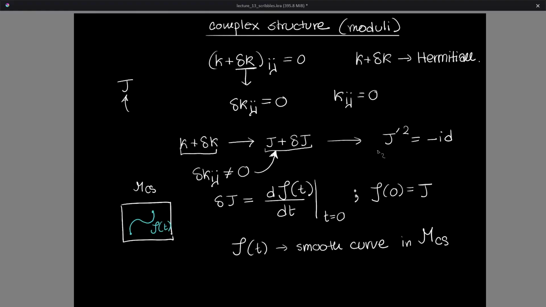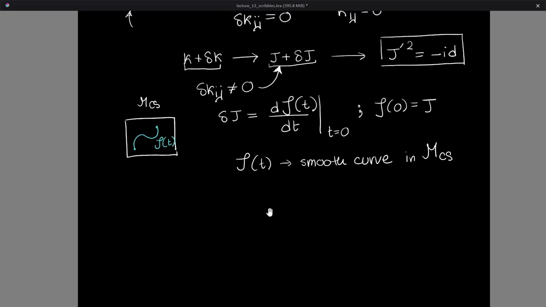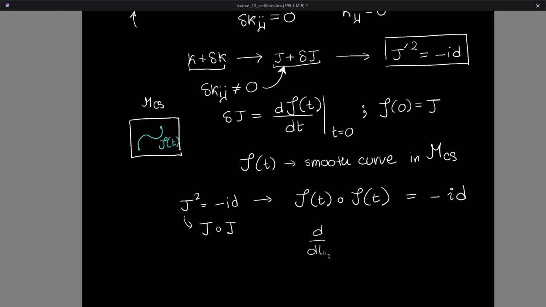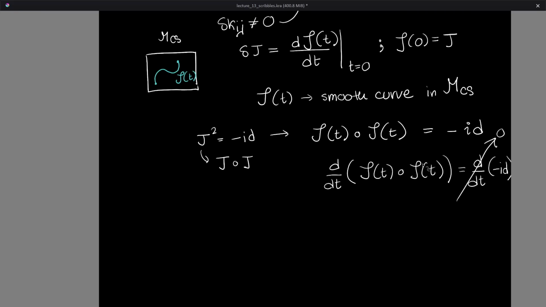And so we needed this to linearize this condition right here. So we're going to do that now. If we substitute this definition into this, we go from J squared is equal to minus identity to curly J of t after curly J of t, which is exactly what J squared is, right? J squared is J after J, equal to minus identity. If we take the derivative of both sides, we get d/dt of J of t after J of t is equal to d/dt of minus identity, but because that's a constant function, this goes to 0. And we need to use the Leibniz rule for the other side.